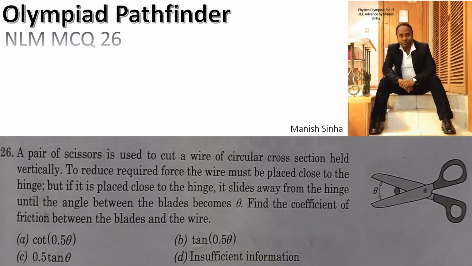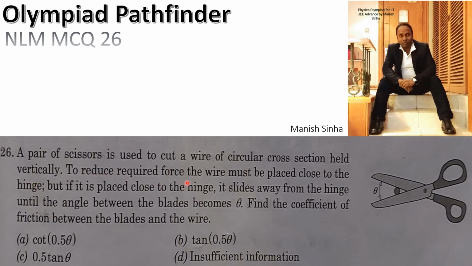Hello everyone. This question has been taken from Olympiad Pathfinder, multiple choice question number 26, related to Newton's laws of motion, chapter 2. The question is: a pair of scissors is used to cut a wire which has a circular cross section, held vertically.